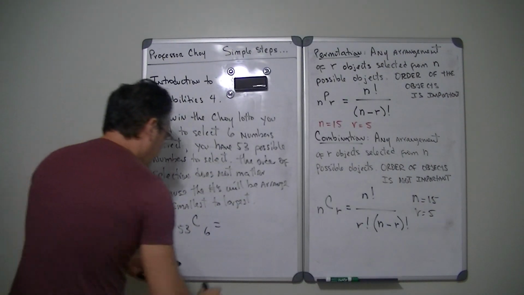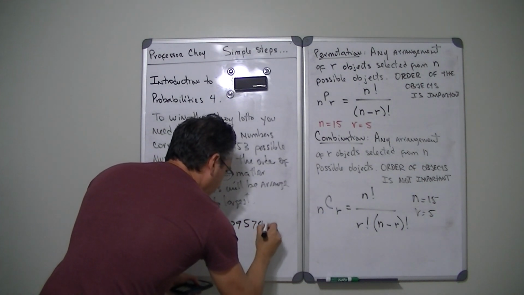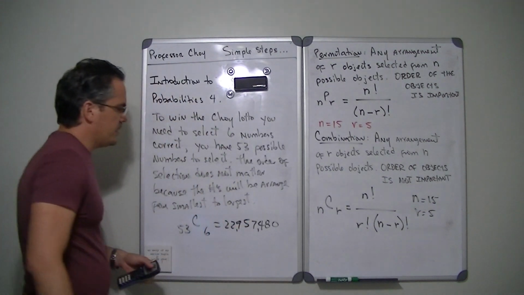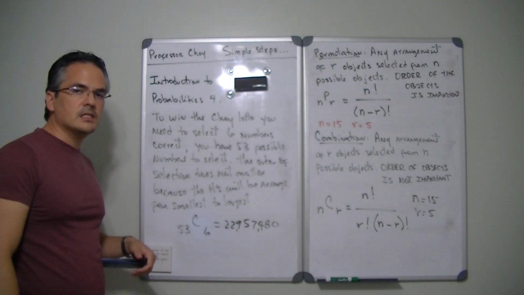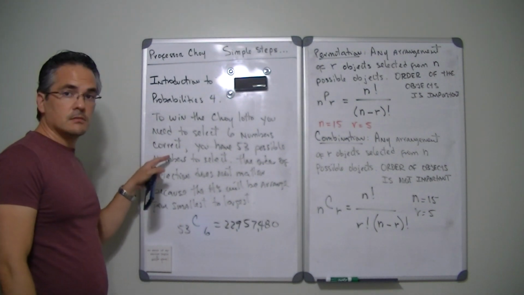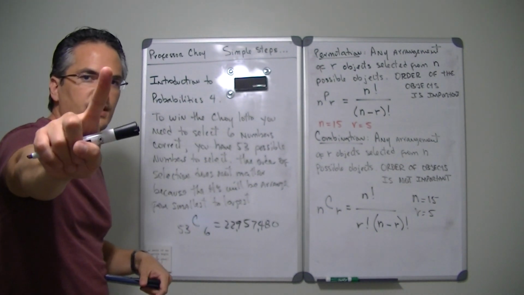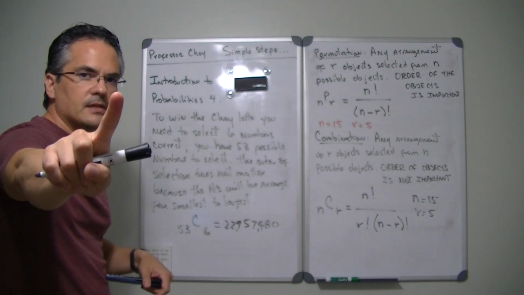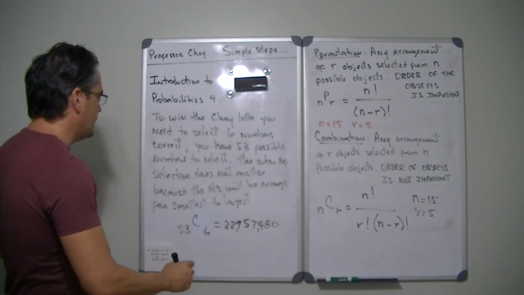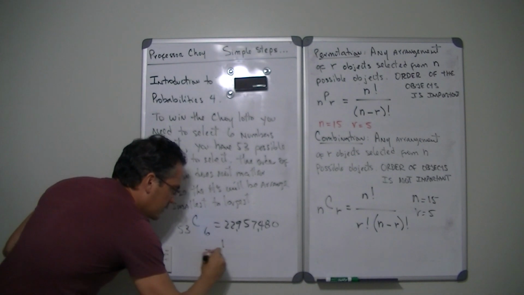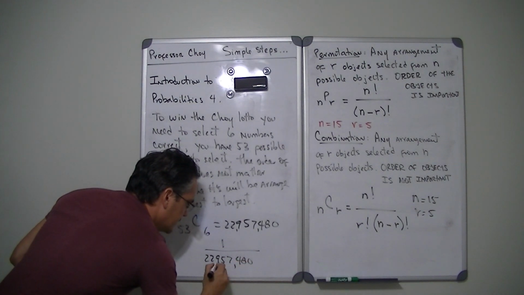Alright, so my answer is 22,957,480. So there are 22,957,480 different ways in which I can do this. Alright, now imagine that you buy one ticket to the Ch5 Lotto. And somebody says, well, what is my probability of winning with that one ticket? Well, the answer is, your probability of winning is 1 over 22,957,480.